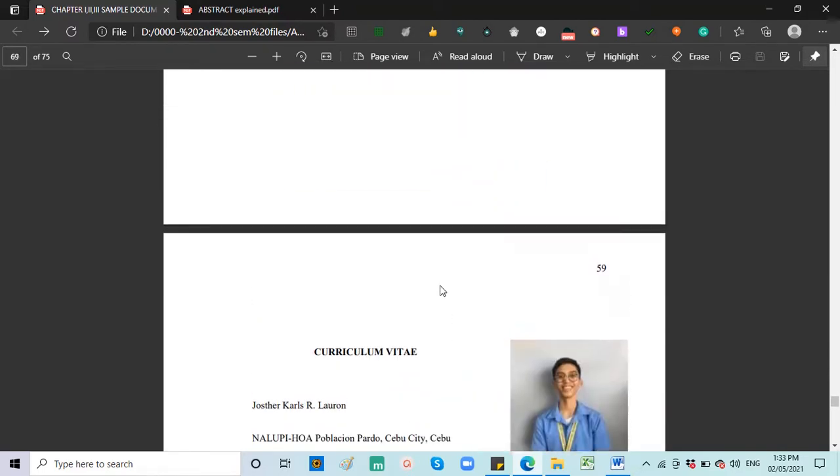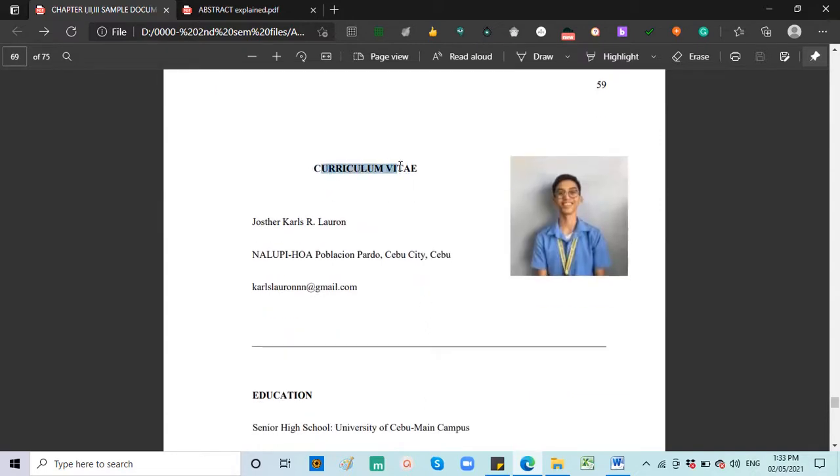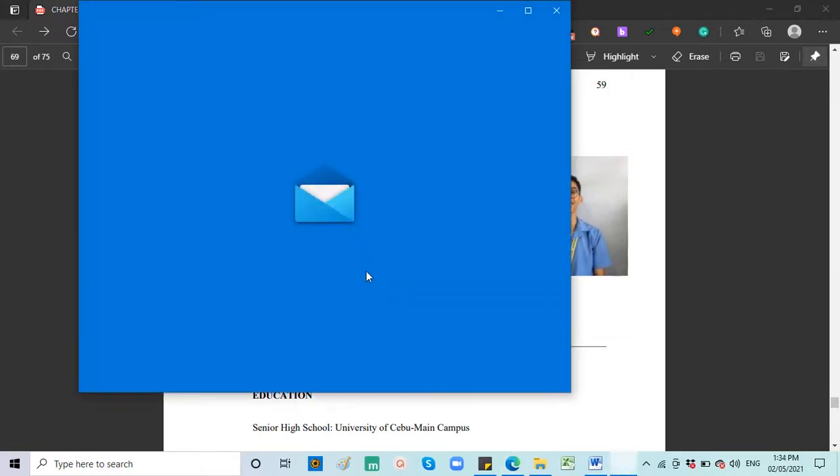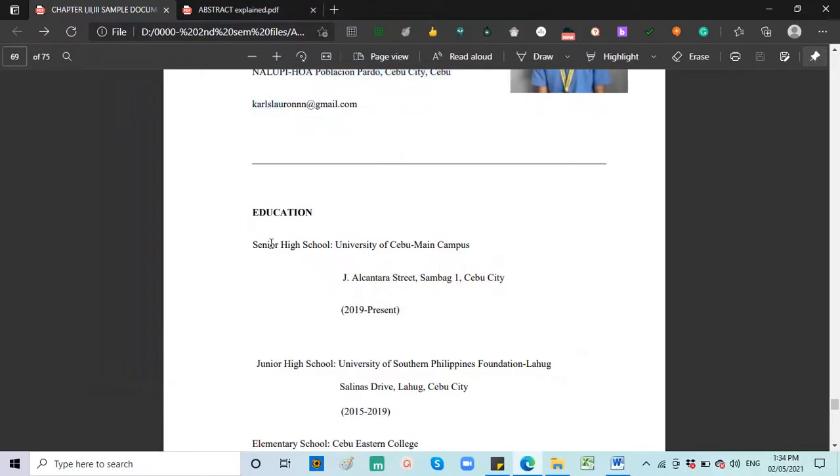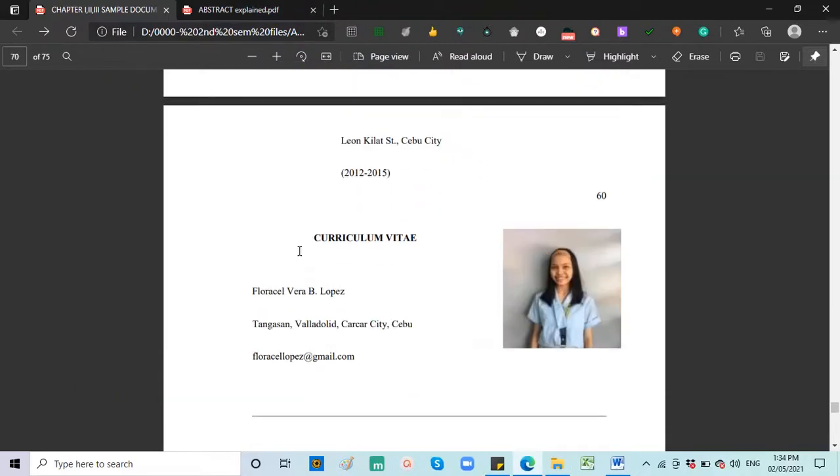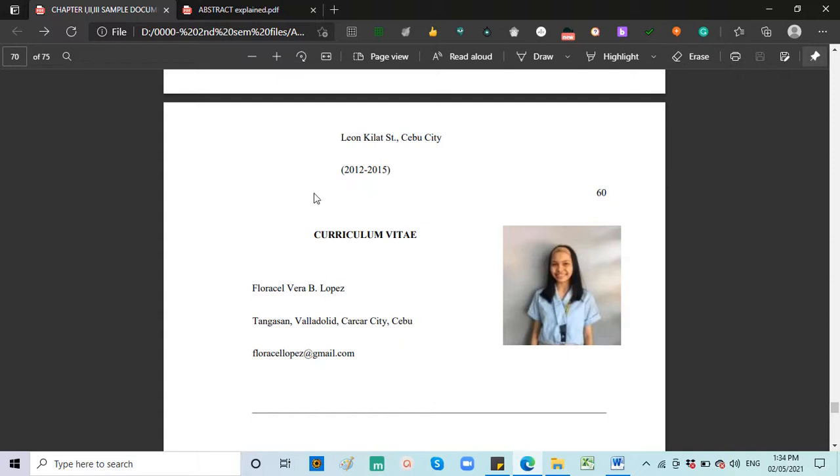And then the last part, which is not part of the appendices but an entirely different section, is the curriculum vitae. It has your 2x2 picture wearing your school uniform or anything formal with color. You can also wear a blazer if you want to look sharp. Then your name, address, and email. And then education: where you attended senior high, junior high, and elementary school. Optionally, you can put awards you received during high school or elementary, or if you are an athlete, you can put that if you want to, okay.